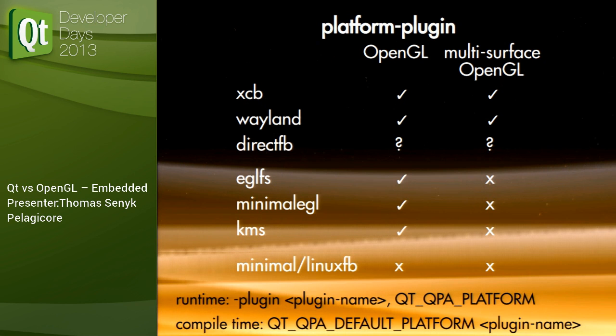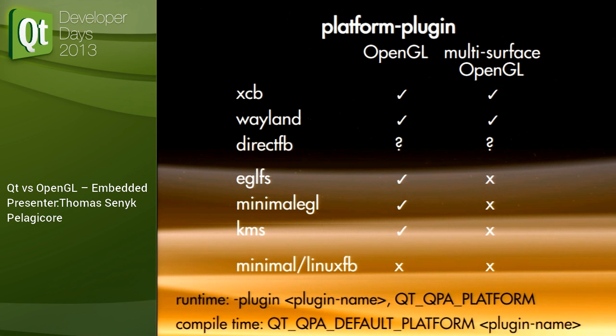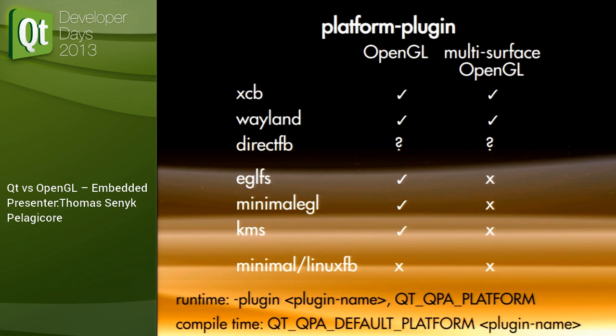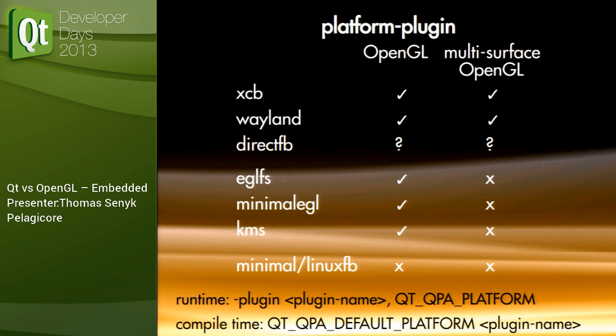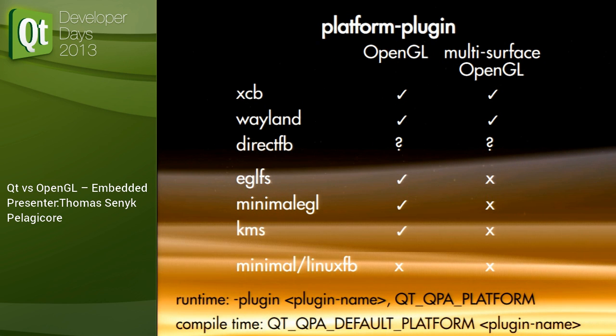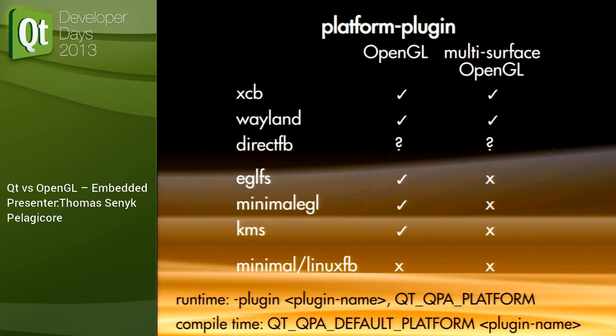So X11, XCB is an API to access X11. Wayland and DirectFB, I don't know much about DirectFB, but I've heard it has very good support, but I couldn't tell. XCB is probably the one getting the most love because X11 with KDE and all the other projects is a vital part of the Qt ecosystem. Wayland support is pretty good in Qt 5. I've used it on a couple of platforms. It's not perfect, but it's pretty good. It's definitely usable.